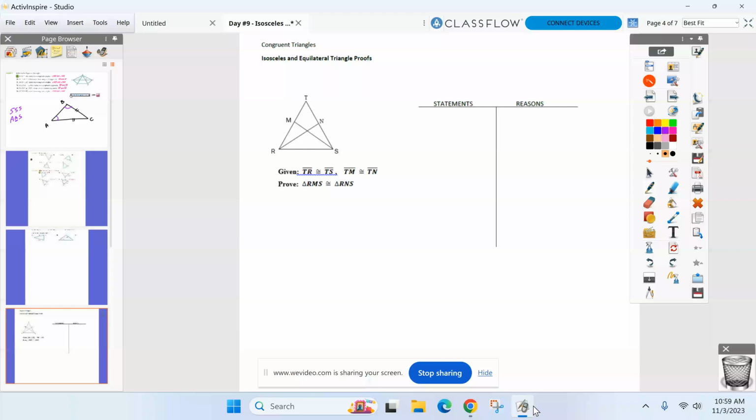I want to get a good look at each of them. So that's why I've provided the colored pencils for you today. Triangle RMS congruent to triangle RNS.